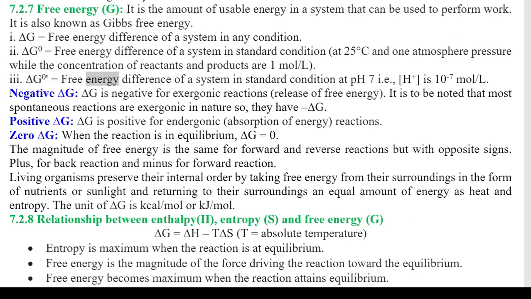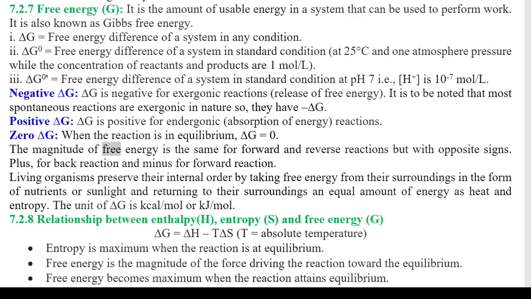3. ΔG0' equals free energy difference of a system in standard condition at pH 7, i.e., H plus is 10 to the power minus 7 mol/L. Negative ΔG: ΔG is negative for exergonic reactions, release of free energy. It is to be noted that most spontaneous reactions are exergonic in nature, so they have negative ΔG. Positive ΔG: ΔG is positive for endergonic reactions, absorption of energy. Zero ΔG: when the reaction is in equilibrium, ΔG equals 0.